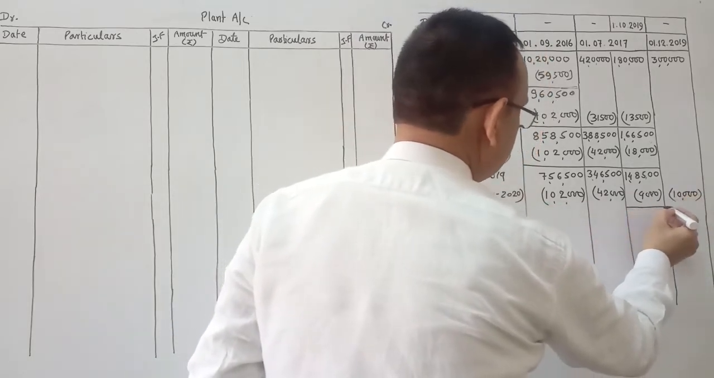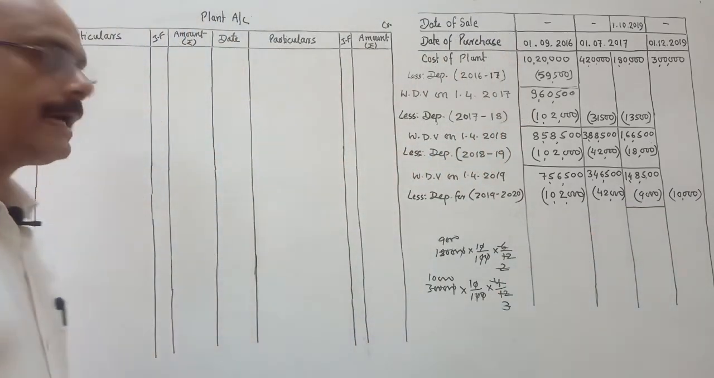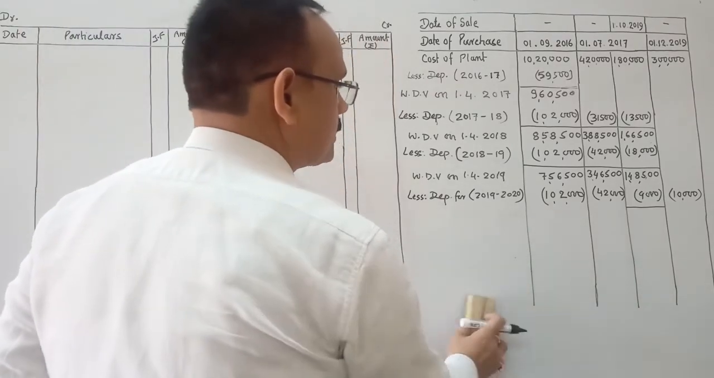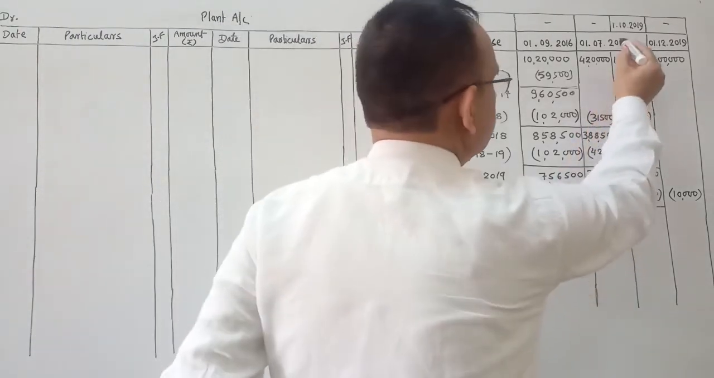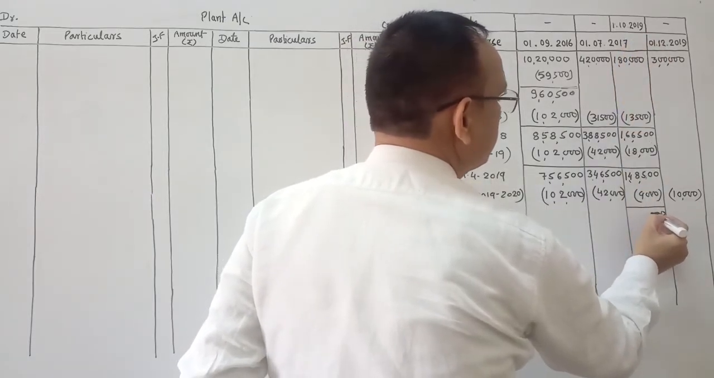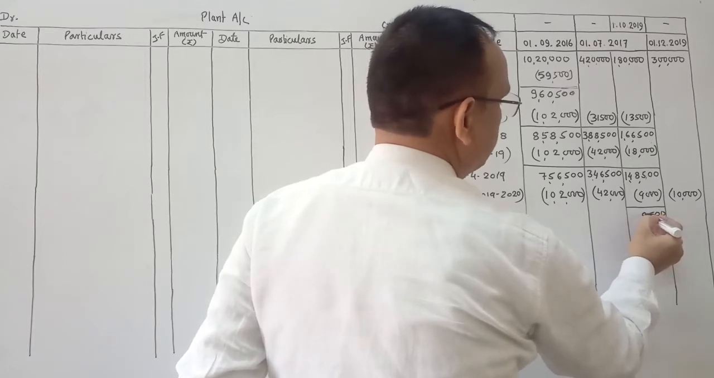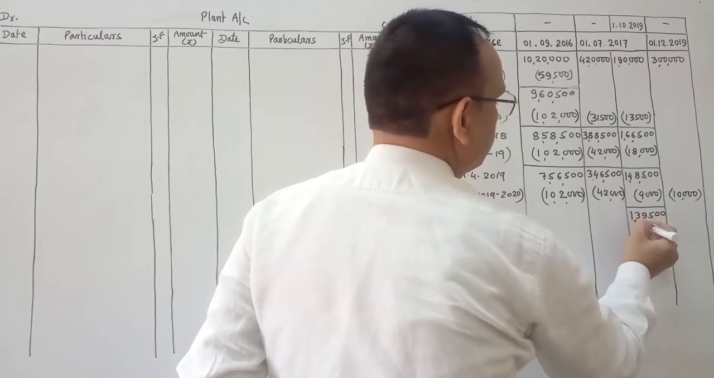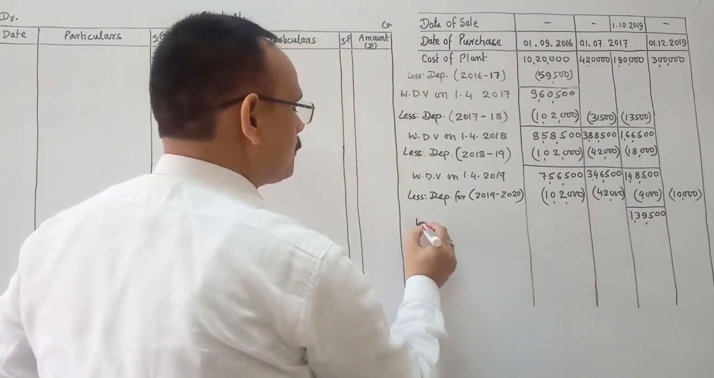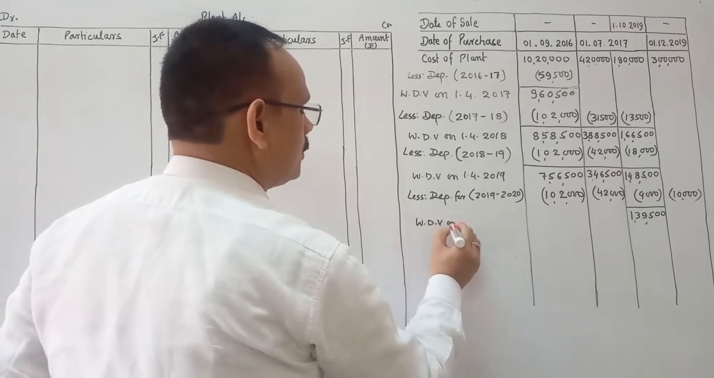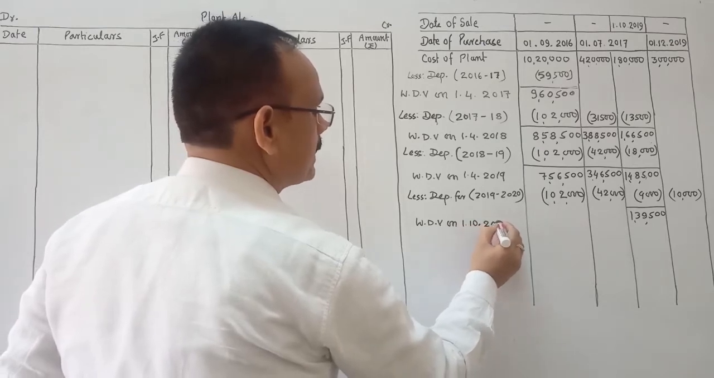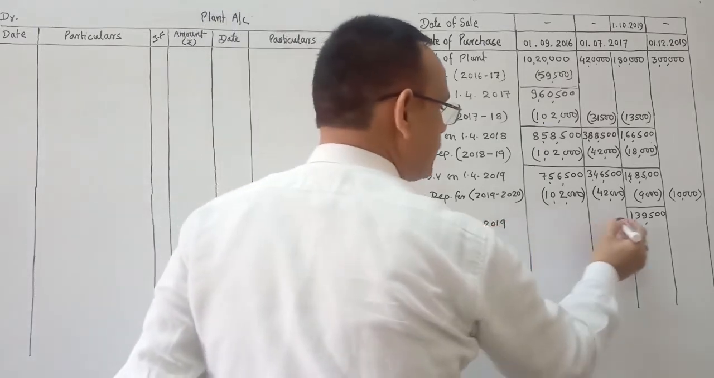First of all, we will calculate the profit or loss on that machinery which is sold. Profit or loss on the machinery which is sold on this date, 1st October 2019. So the written down value of this machine on that date is 1,39,500. This is the written down value on 1st October 2019.